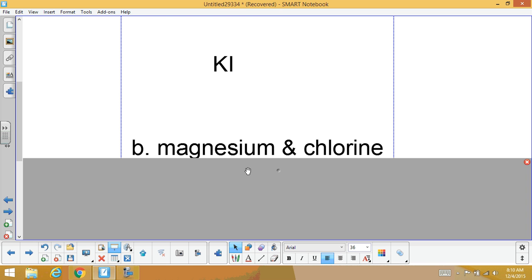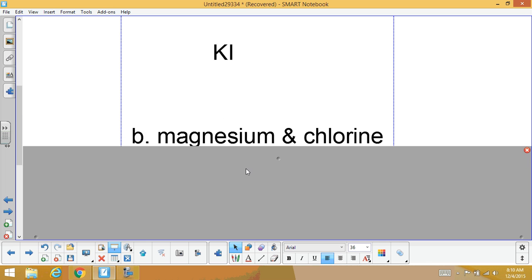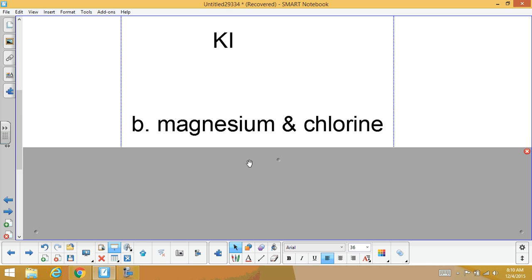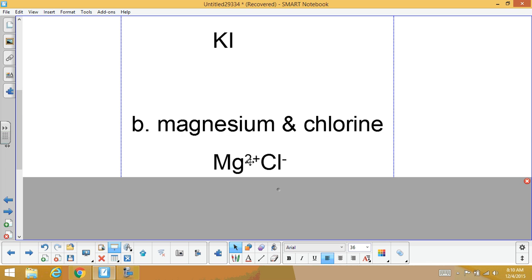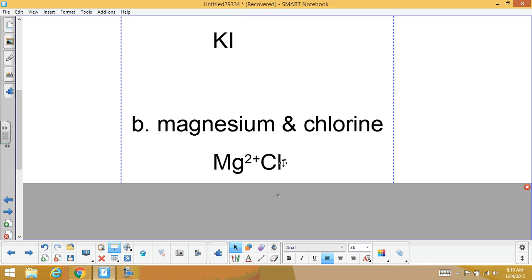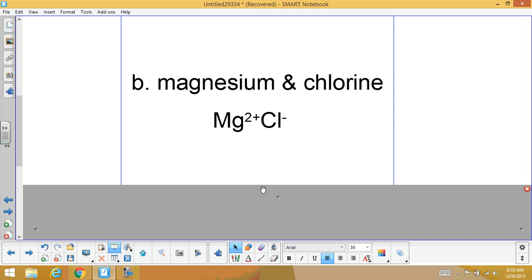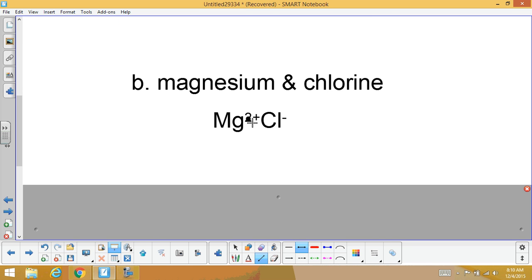The following number, or letter B, magnesium and chlorine. Look at the periodic table. We find out Mg has a positive 2 charge. Chlorine has a negative 1 charge. We take our arrows. The 2 gets crossed over in front of the chlorine. This -1, the 1 gets crossed over to the magnesium.